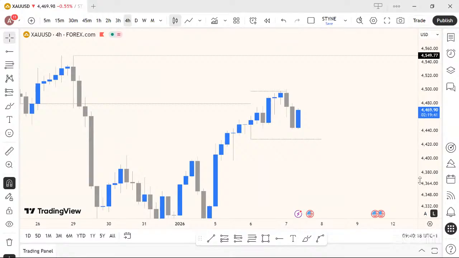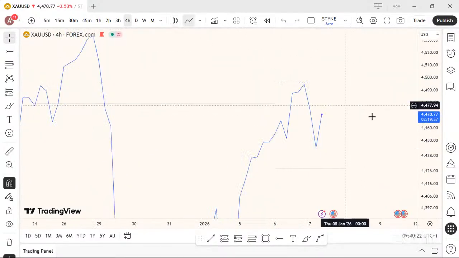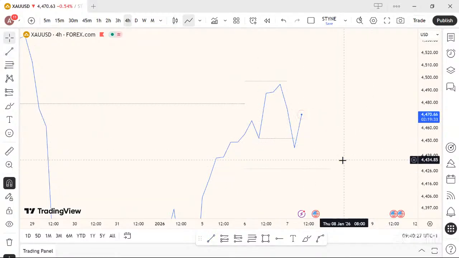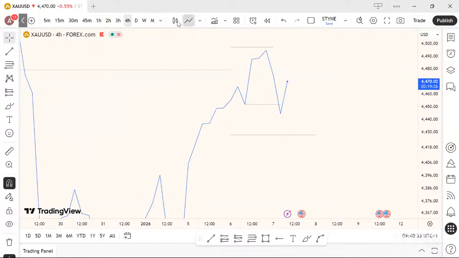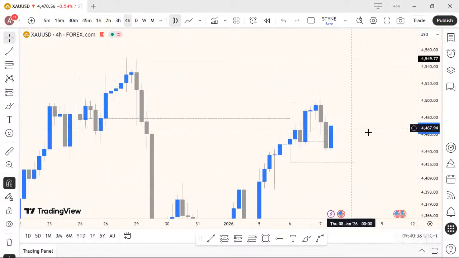So let's see what the H4 is saying. On the H4 time frame, we can see that gold has done a very nice expansion to the downside. Can you see that? So can we see some sell pullbacks on gold? We just have to find out.